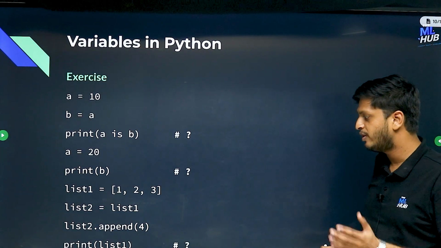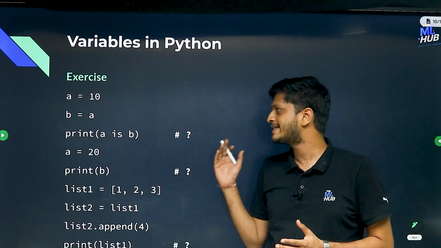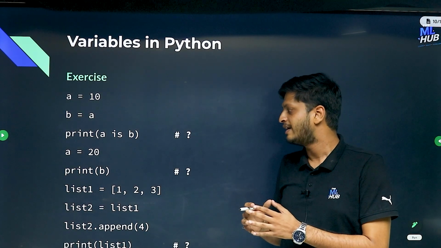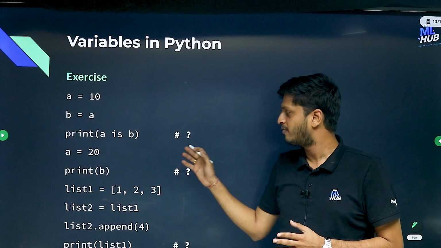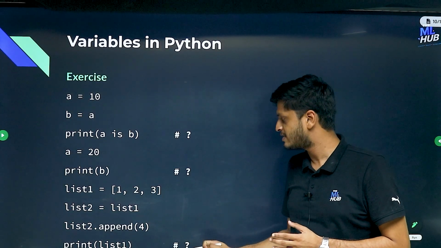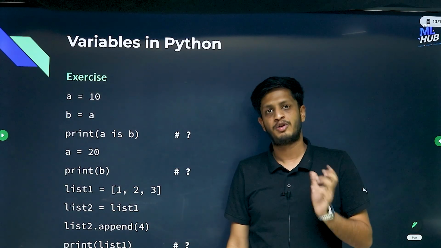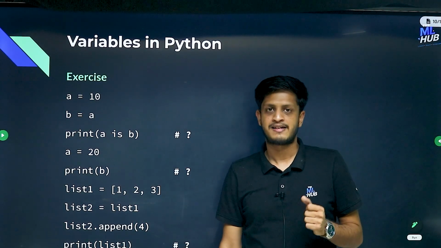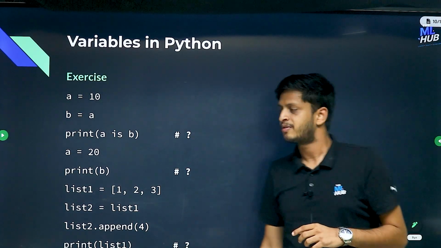Before going to what happens to garbage, here is an exercise for you. Try to solve it on your own. What will come in these 3 outputs? We will try to solve it in the demo. You can pause the video and try to think about what happens in this exercise. We will discuss it at the end in the demo.